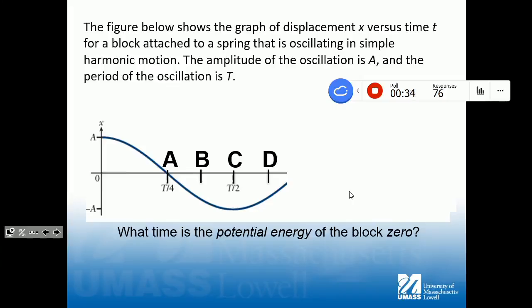Where is the potential energy in this system 0? At equilibrium, right? Where it isn't stretched. Correct? So now look at that graph, right? It's a displacement versus time curve, right? And identify which of A, B, C, or D corresponds to a 0 displacement position.